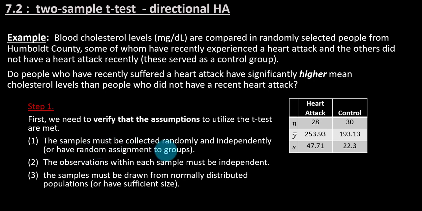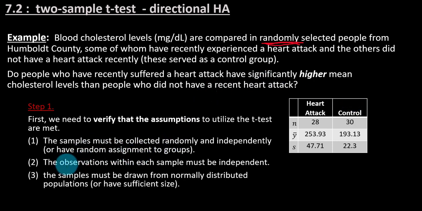The samples must be randomly and independently selected. Let's see. In the description of the study, we are told that the subjects were randomly selected, so that's good. And there wasn't any pairing going on. Right? The people who were chosen in the heart attack group did not determine the individuals who were chosen for the control group, or vice versa.